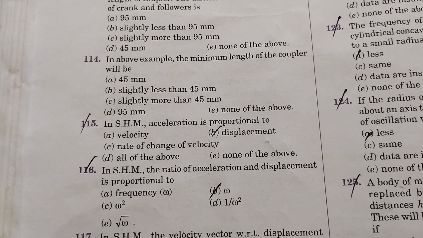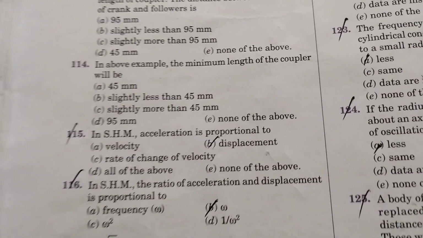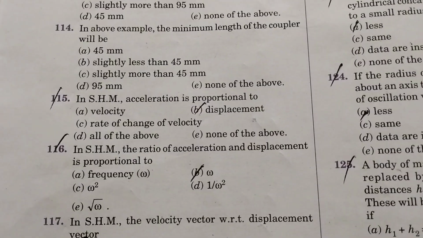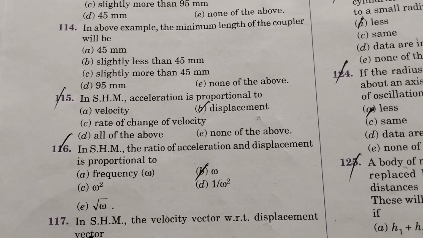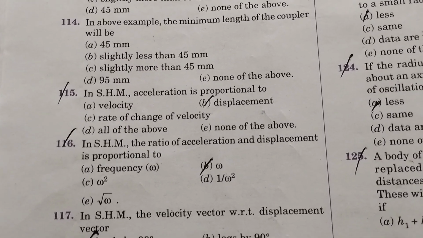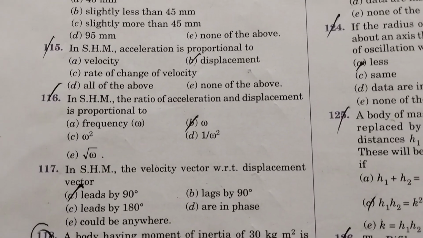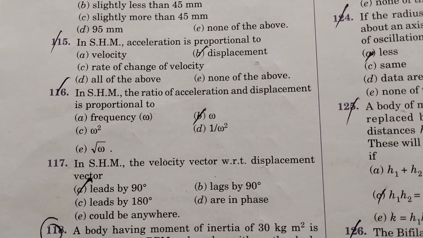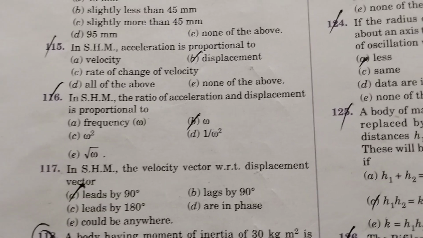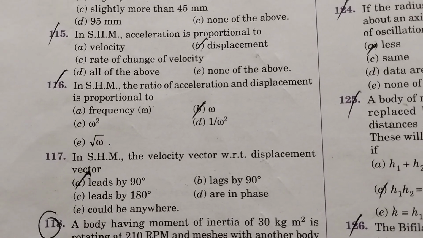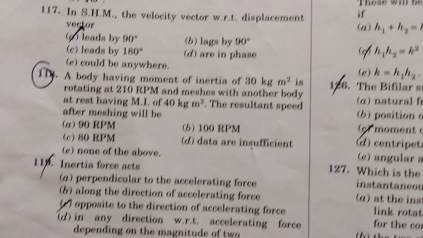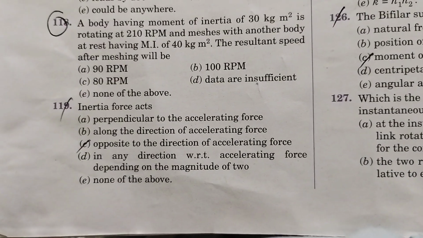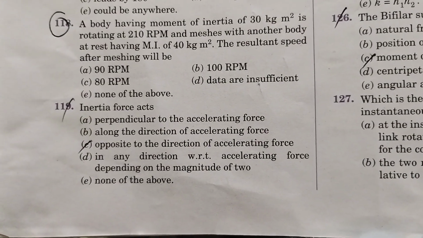In SHM, acceleration is proportional to displacement. In SHM, the ratio of acceleration and displacement is proportional to omega squared. In SHM, the velocity vector with respect to the displacement vector leads by 90 degrees. Inertia force acts opposite to the direction of the accelerating force.